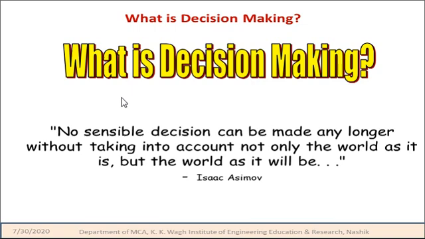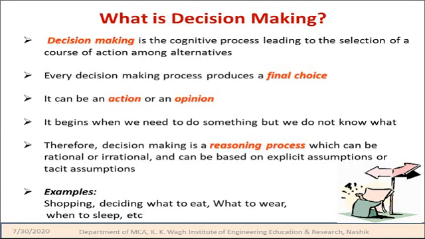What is decision making? No sensible decision can be made any longer without taking into account not only the world as it is, but the world as it will be. It's said by the great Isaac Asimov. What he wanted to tell us is that if we have not taken the particular sensible decision at the sensible time, then the decision may not be correct, or we may lose some good chances. So that is what decision making is.